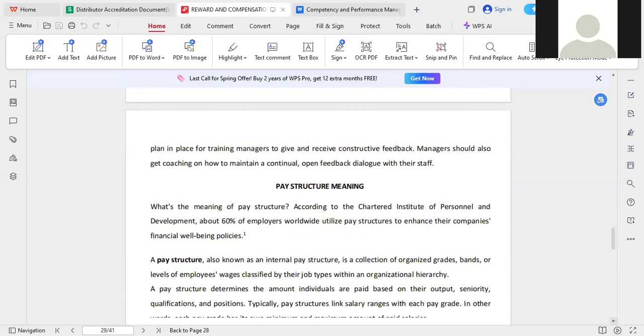Okay, so meet and greet management. Now, pay structure meaning. Let's quickly look at pay structure meaning.